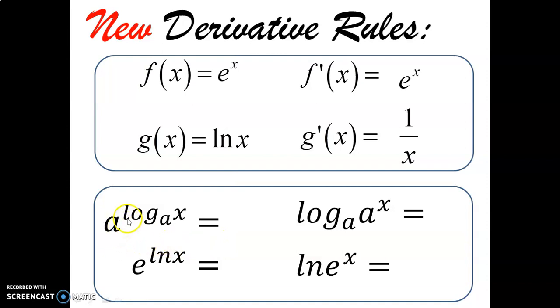When you have a to the power log with the same base, see the base of the exponent and log is the same, that equals x. All right, when you have a log with base a of an exponential with a base a, the bases are the same again, equals x. Over here, we have e to the power ln x. That means we have an exponential with base e and then a log with base e. Again, same bases, therefore the simplified form is x. And finally, a log base e of an exponential base e, same base, x again. Remember these, when you spot those, to always change them into their simpler form like this.